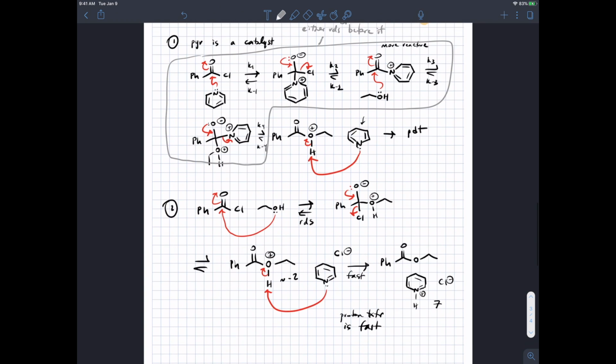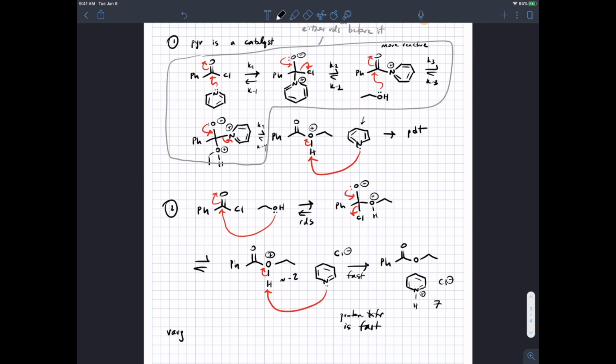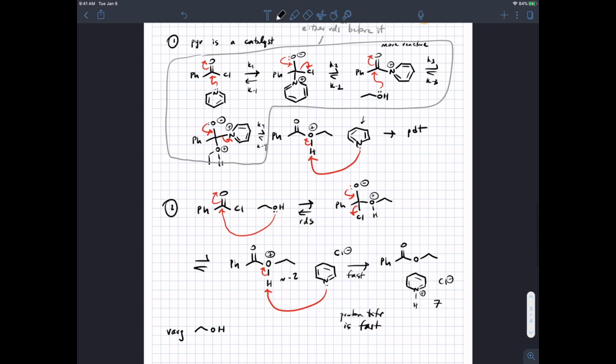Okay, so can you devise an experiment that would distinguish between these two possibilities? What would you do? Go ahead, Austin. So you do an experiment varying the alcohol concentration. Because if number 2 is the case, then the alcohol should play a role in the determining step. If number 1 is the case, then there is still potential to have the alcohol be the determining step, but there's less of a chance.